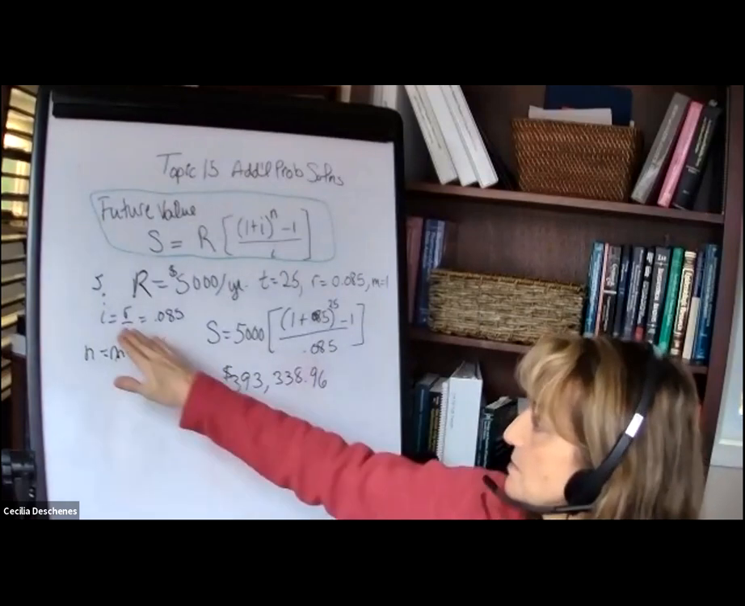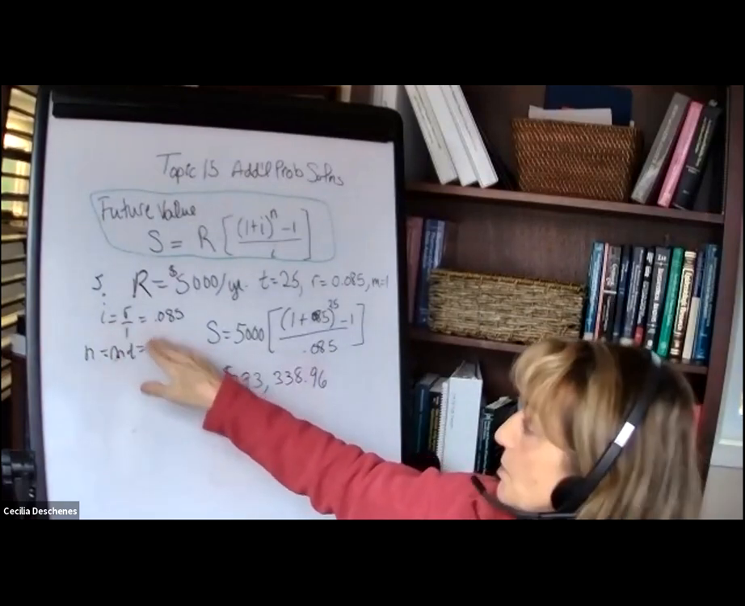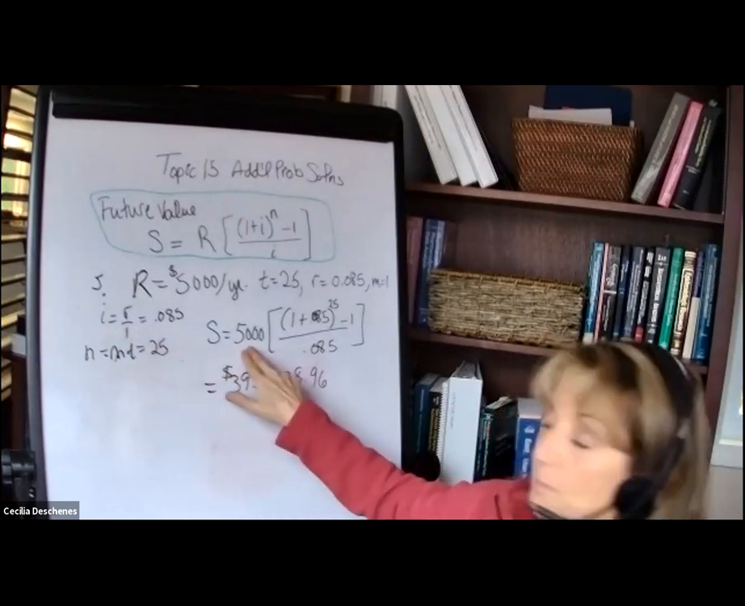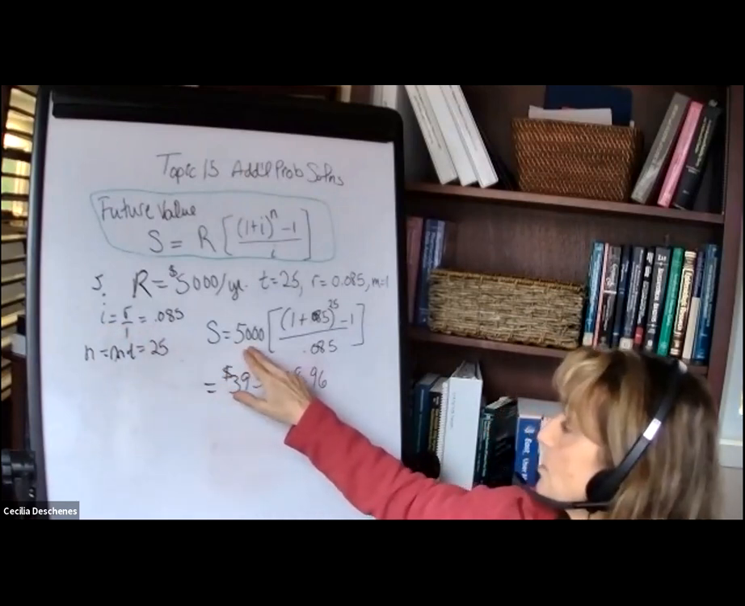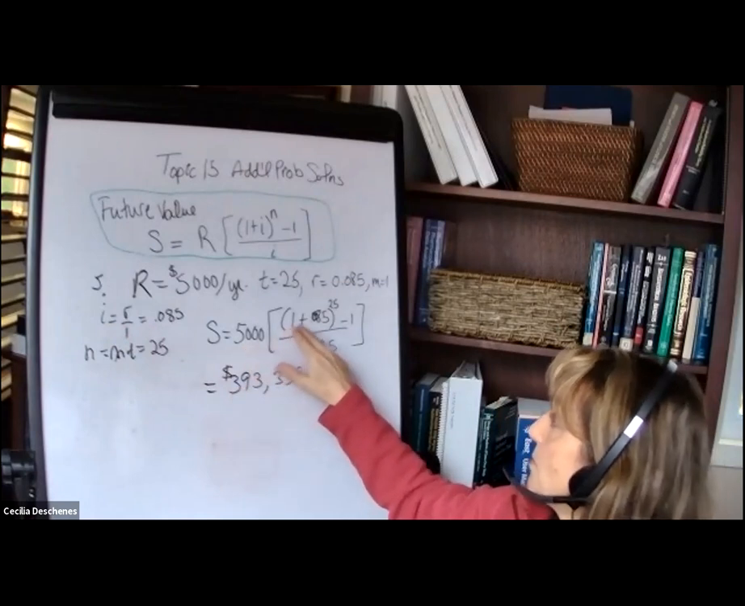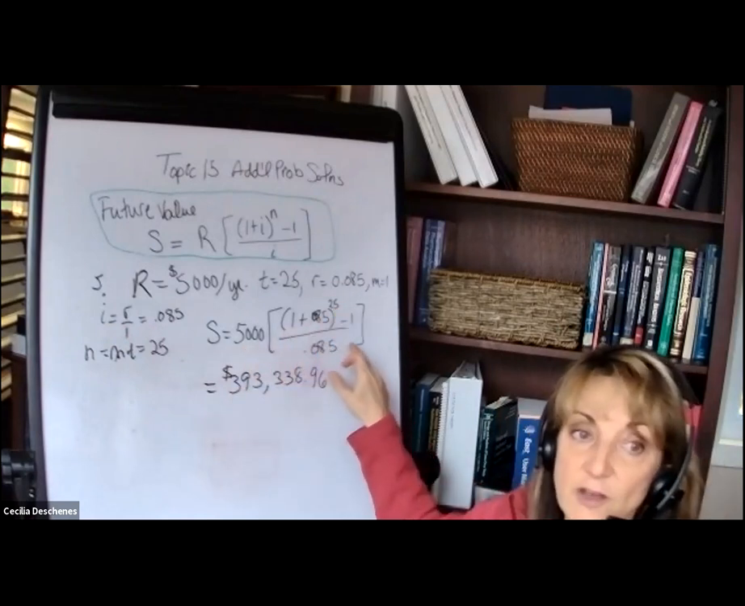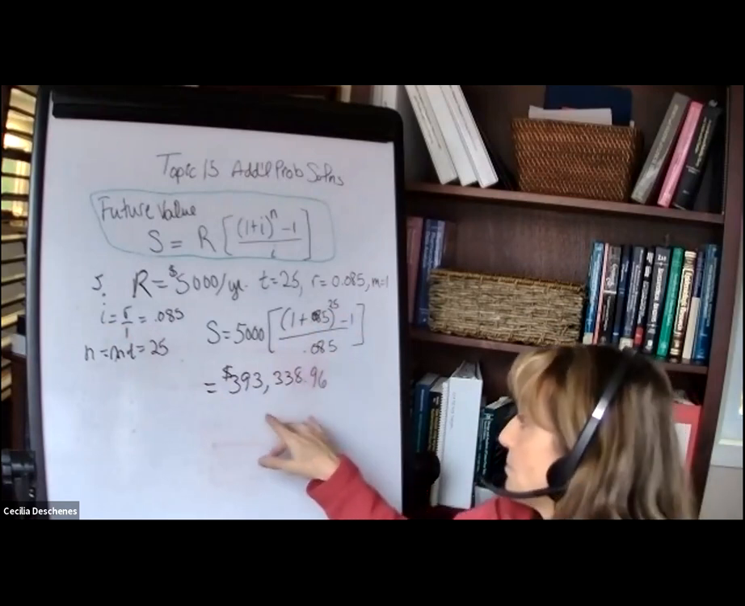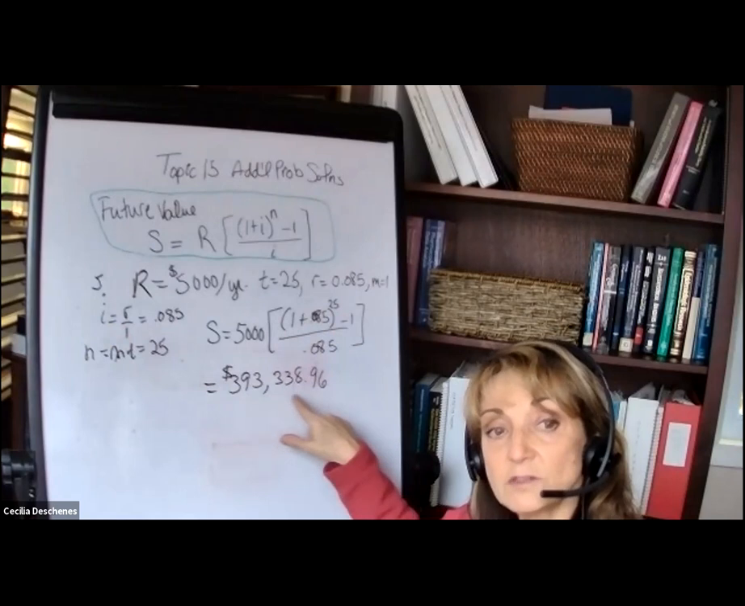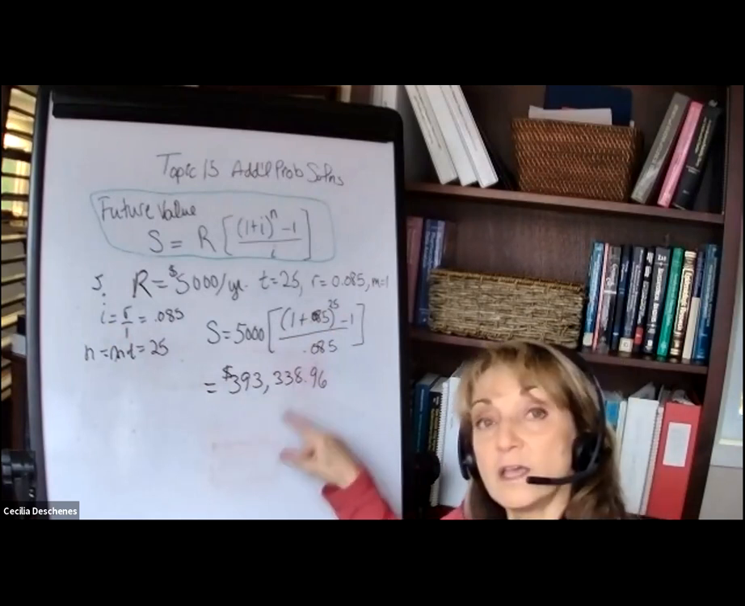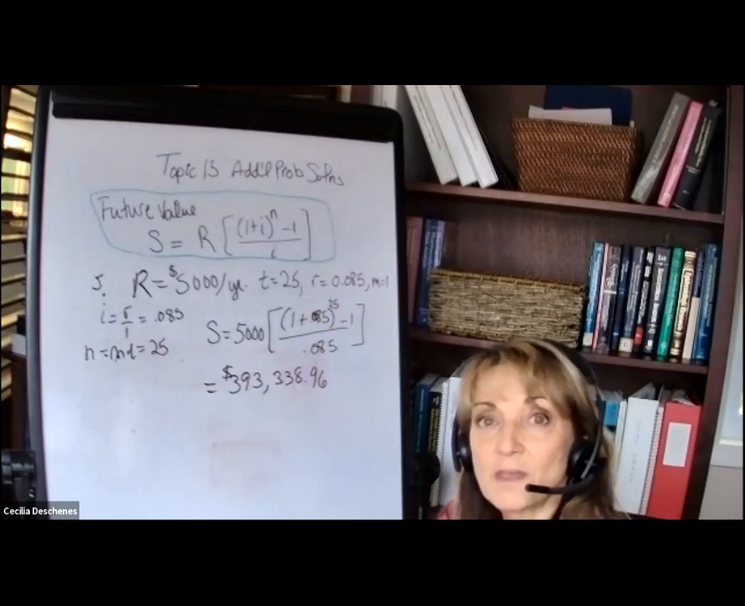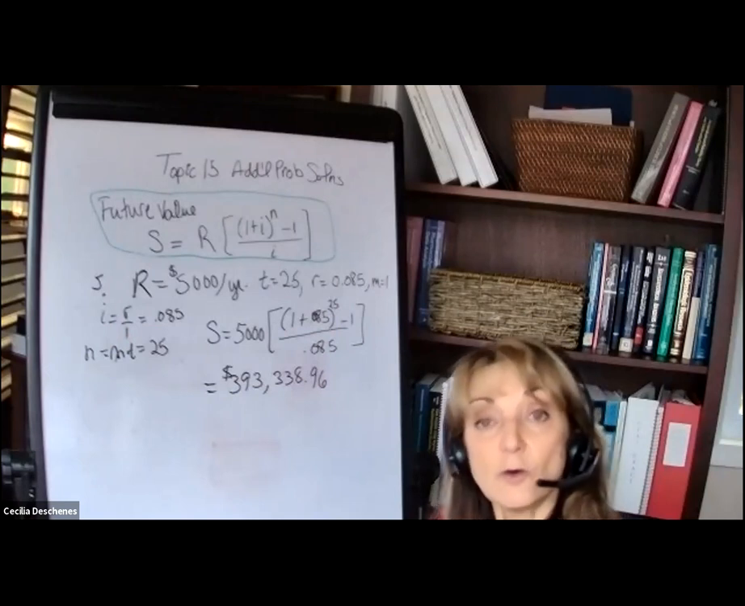So let me go over that again. So the I is just the 0.085. The N is 1 times 25 or 25. We're going to plug into the formula 5,000 for the payments. And then 1 plus 0.085 raised to the 25 minus the 1, all divided by 0.085. And putting that in my calculator, I get $393,338.96.